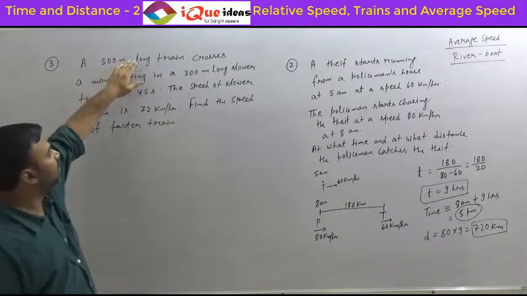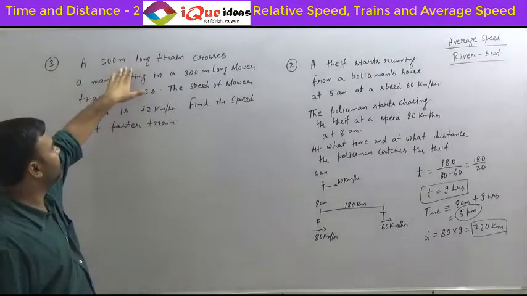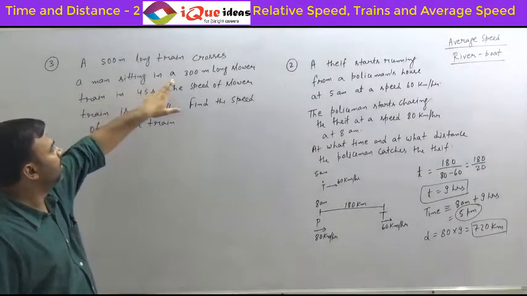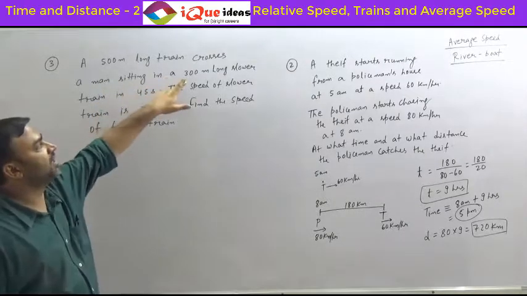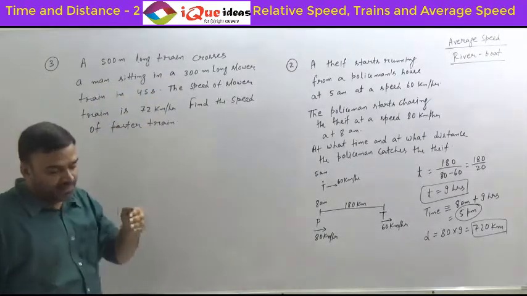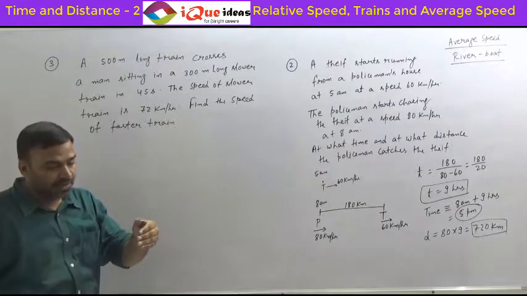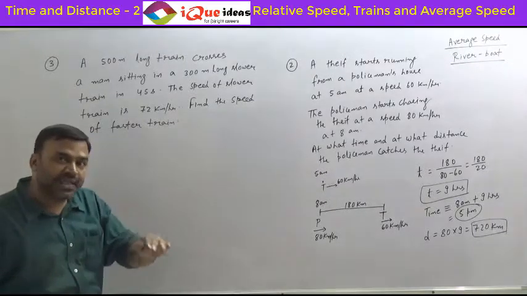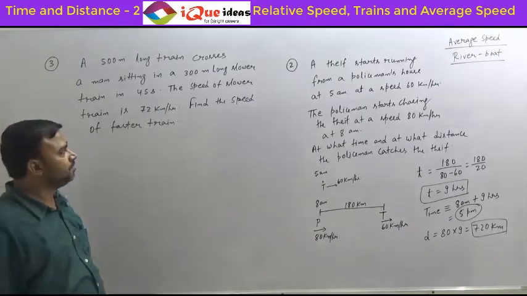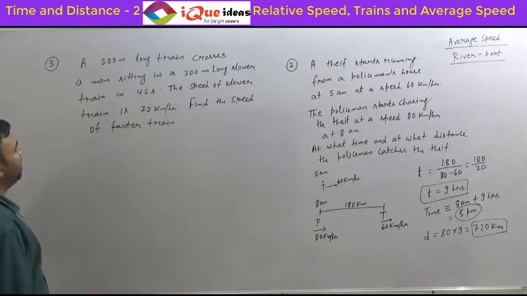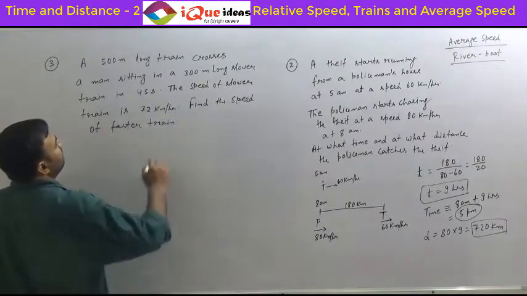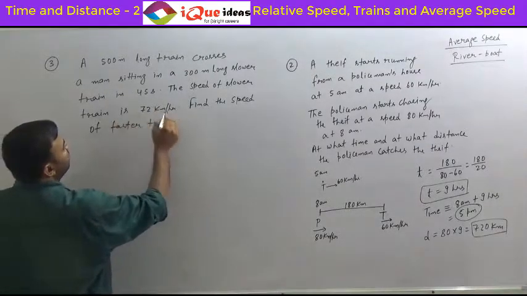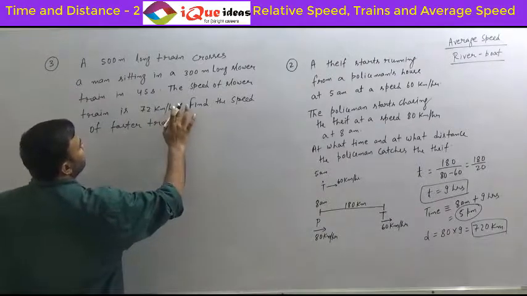It says the longer train, or the faster train, crosses a man sitting in a 300 meter long train. Now understand, if a man is sitting in the train, then his speed would be the same as that of the train. The speed of the slower train is 72 kilometers per hour, in the same direction.